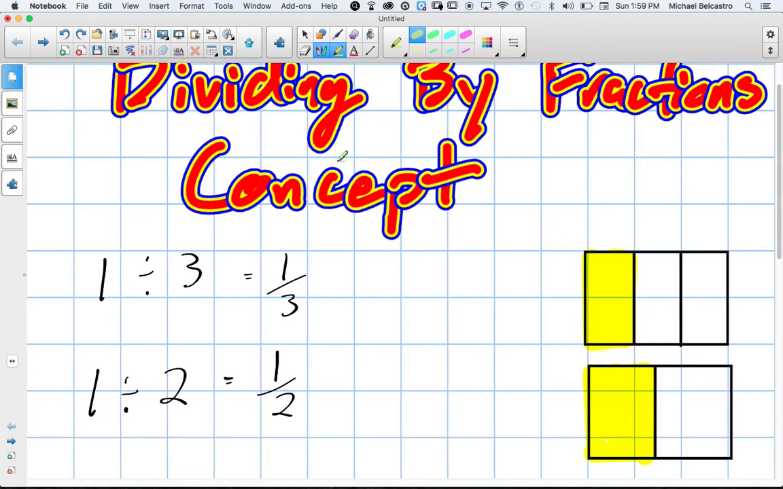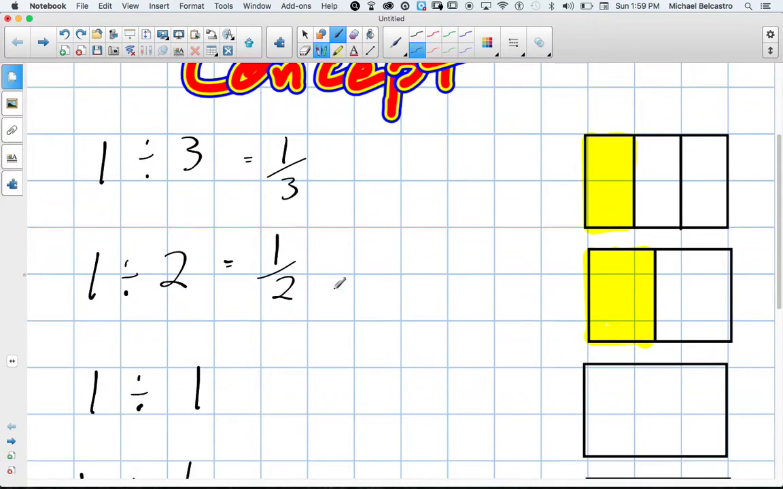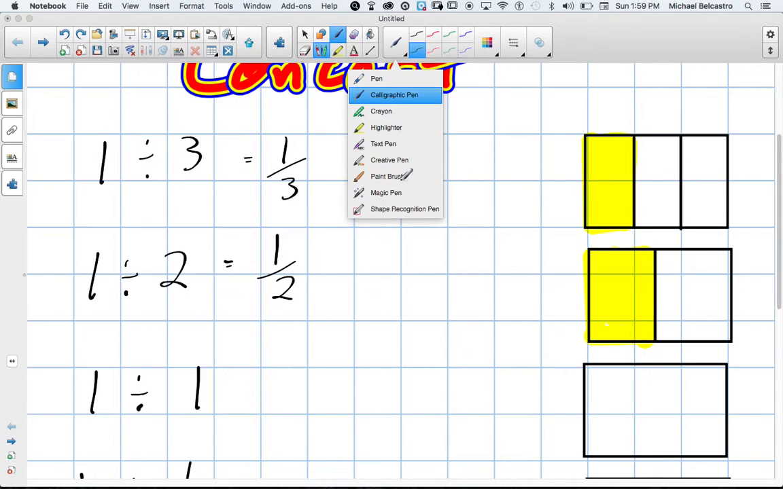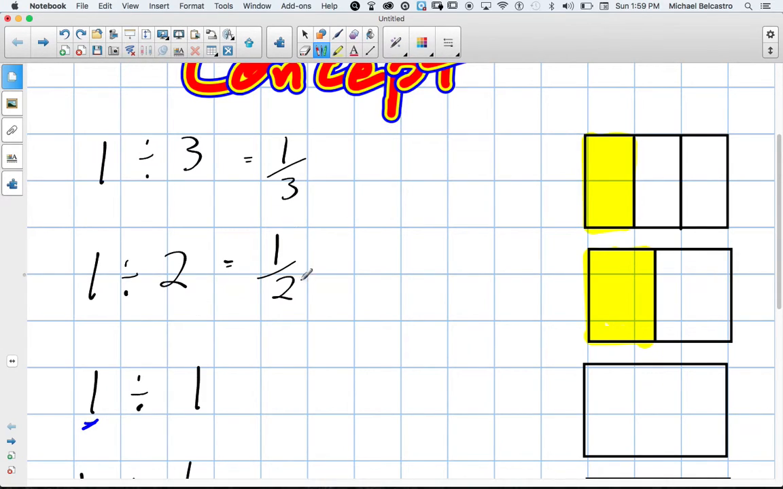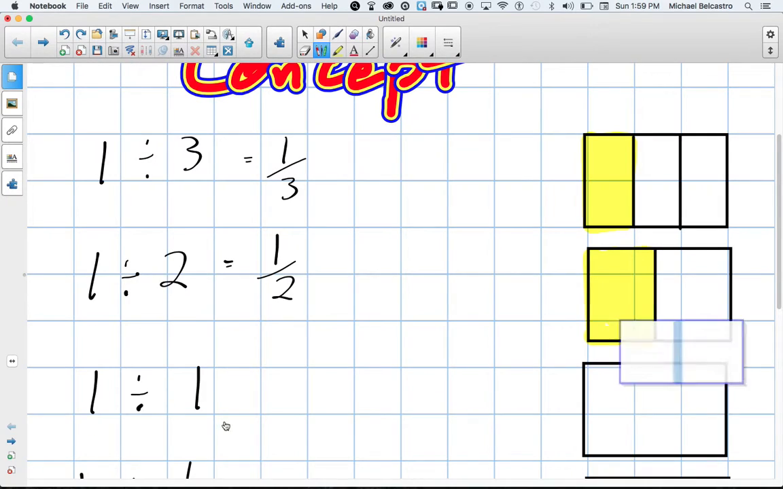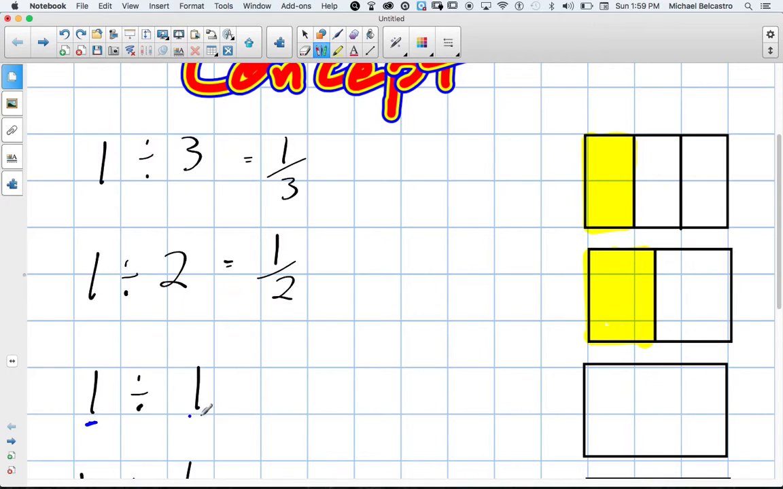And then we have our next one, 1 divided by 1. So we have our whole piece. With divided by 3, we needed 3 pieces at the end. With divided by 2, we needed 2 pieces at the end. Here we need this 1 piece to be essentially 1 piece. So there is no dividing of this piece, it is what it is, it's 1 whole. We know that 1 divided by 1 is the number 1. So we're essentially keeping the entire piece here.